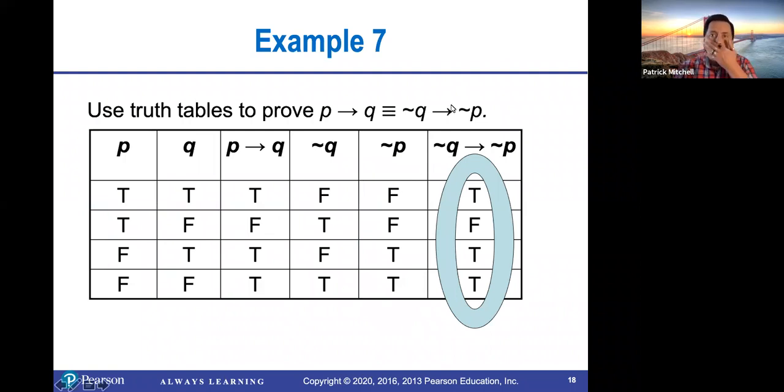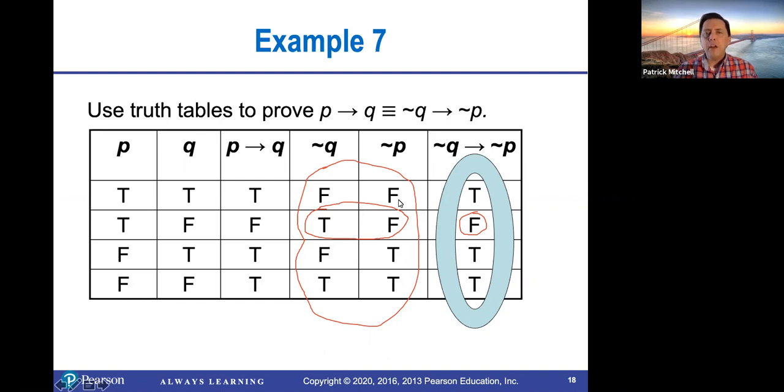I am actually going to add a little drawing to this. If I circle these two columns, notice that there is only one row where the first part is true and the second part is false, and that is exactly the row where I have a false over here. Because remember, a conditional is only false when the first part is true and the second part's false.